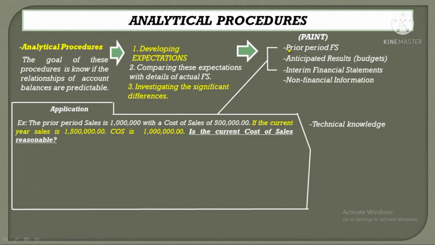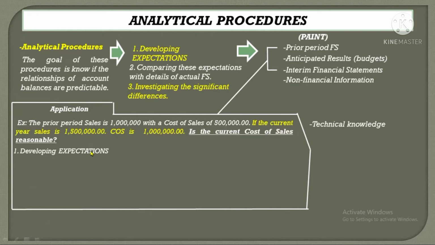So let's continue. If the current year sales is 1.5 million and the cost of sales is 1 million, is the current cost of sales reasonable? That's the question. Now let's have the first step in the analytical procedures, which is the developing of expectations.